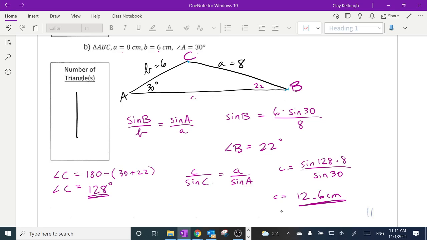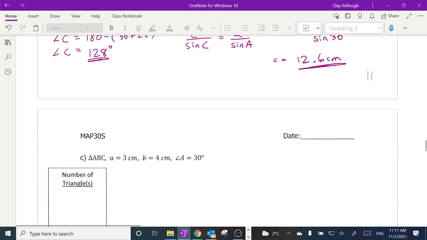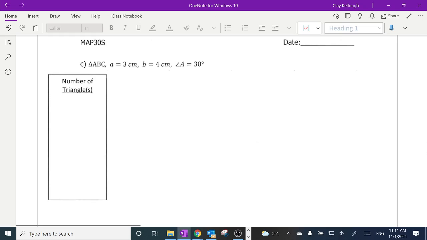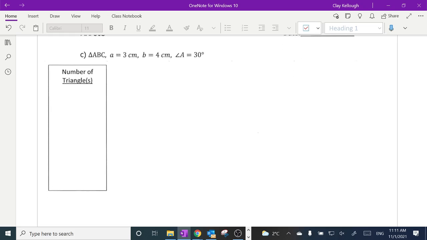Okay, so the first one was not enough to have a triangle. Not enough of an A side. This one, the A side is longer than the B side. A is greater than B. So it gave me one solution. Check out the next one. We kind of know this already.